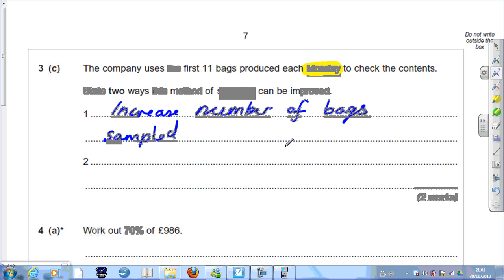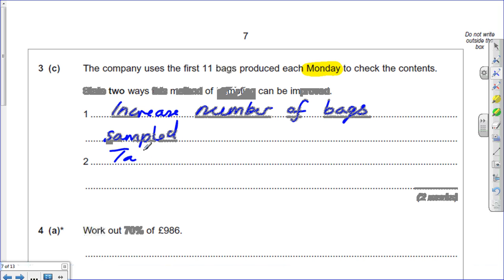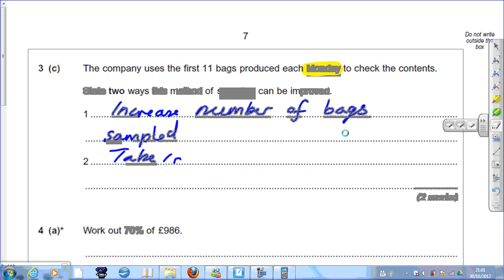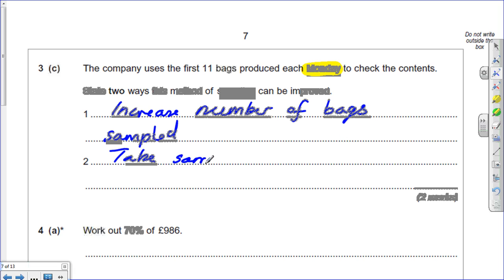Perfectly good answer. Or take samples, if you wanted to, on every other day. So on Monday, Wednesday, Friday. Anything really that shows that just choosing one day isn't the best way of sampling.